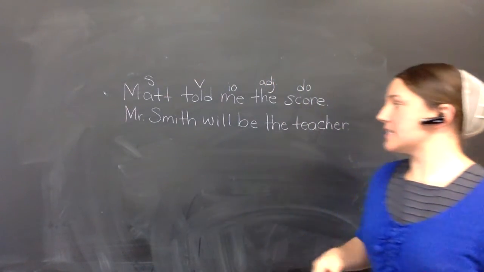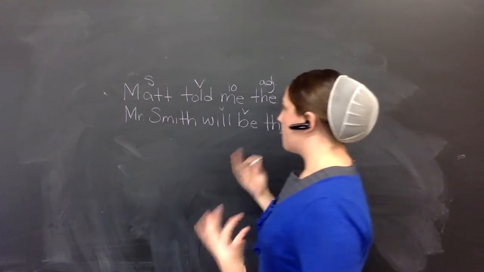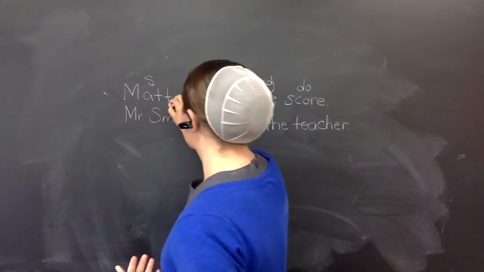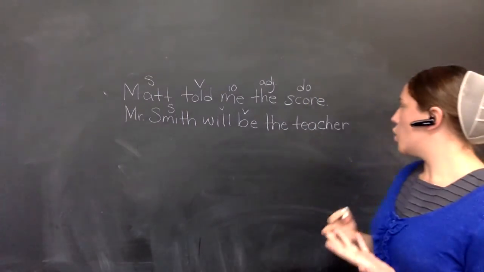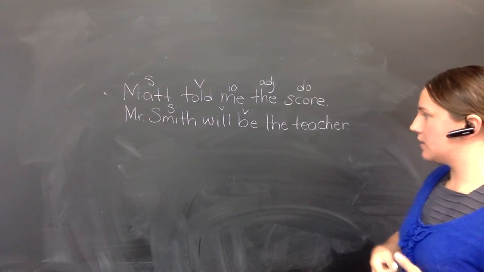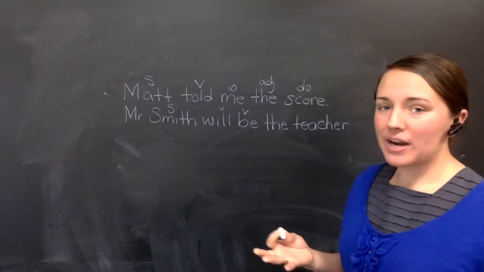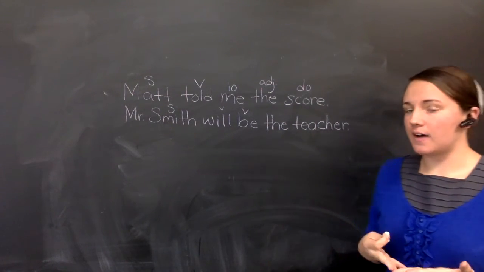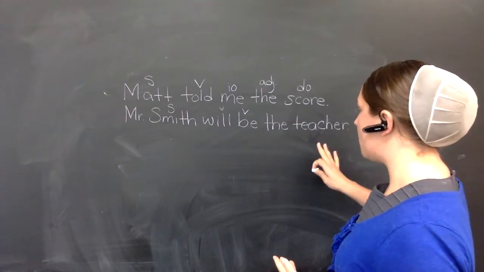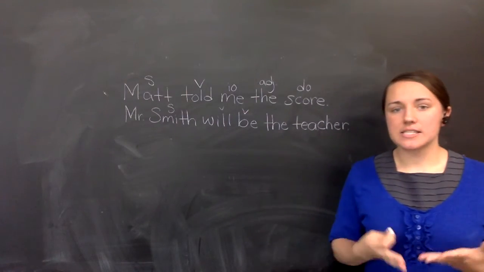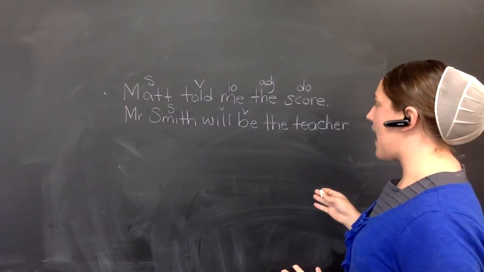Okay, so next sentence, find our verb. Will be is our verb. Who or what will be? Mr. Smith is the subject. Now, what kind of verb do we have? Linking or action? Will be is a linking verb. So that means we have a predicate nominative or a predicate adjective following it. So if our complement is renaming our subject, it's a predicate nominative. If it is describing our subject, it is a predicate adjective.